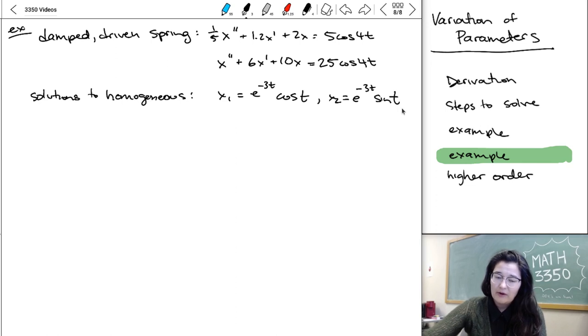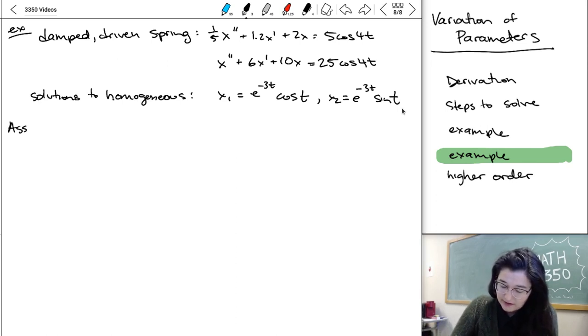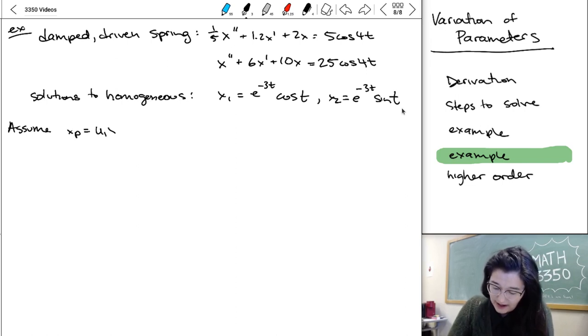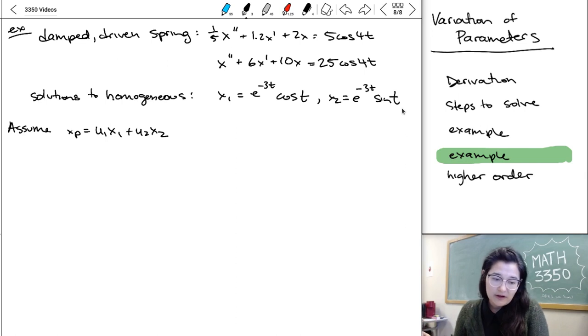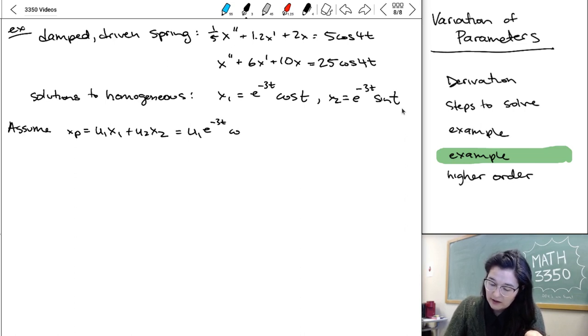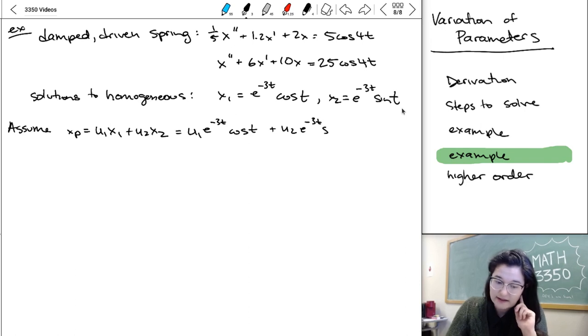So given that correct formulation of the problem, we're going to go ahead with our whole process of finding the particular solution. So let's assume that our x sub p is equal to u1 x1 plus u2 x2. Everywhere I had y before, I'm writing x because we've used some new variables for this spring problem. So that's u1 times e to minus 3t cosine t, and u2 times e to minus 3t sine t.